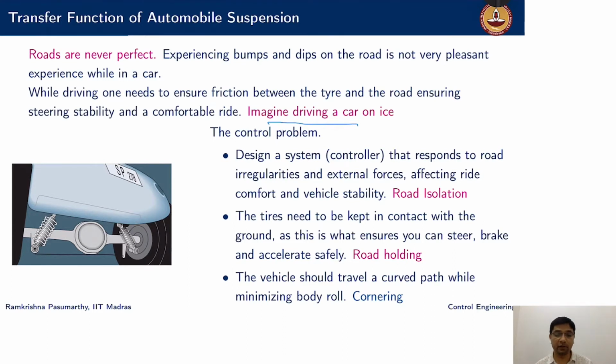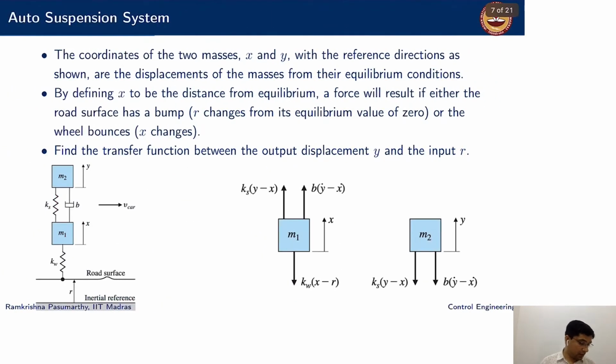I'll upload a small video on this explaining the mechanical construction of this. But what we are interested in here is how do we design such a system which provides me road isolation, road holding, and also cornering. Okay, so this is how it is.